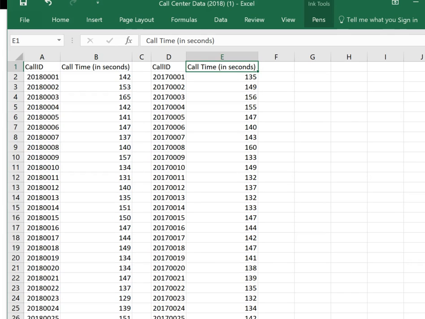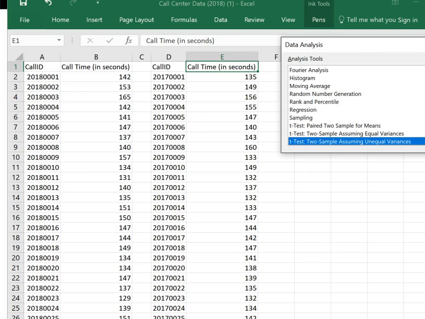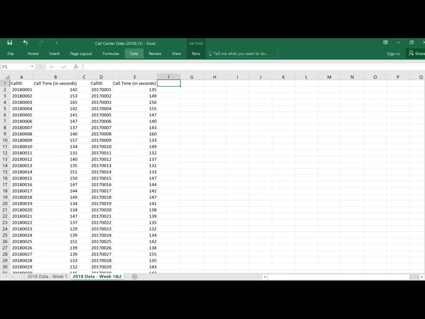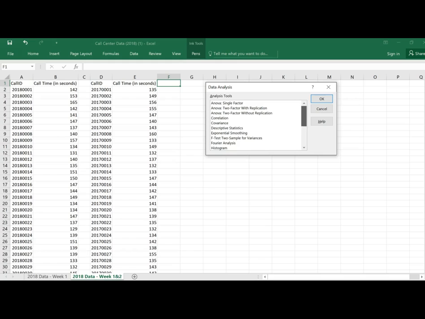So how do I carry out a hypothesis test? Under my data tab, this data analysis brings up a number of different things that we would want to do. We've got a Z test on 2 sample means, and we also have a T test. Do you recall what's the difference between a Z test and a T test? A Z test should be used when we know what the population standard deviations are. We don't necessarily know those for these call times.